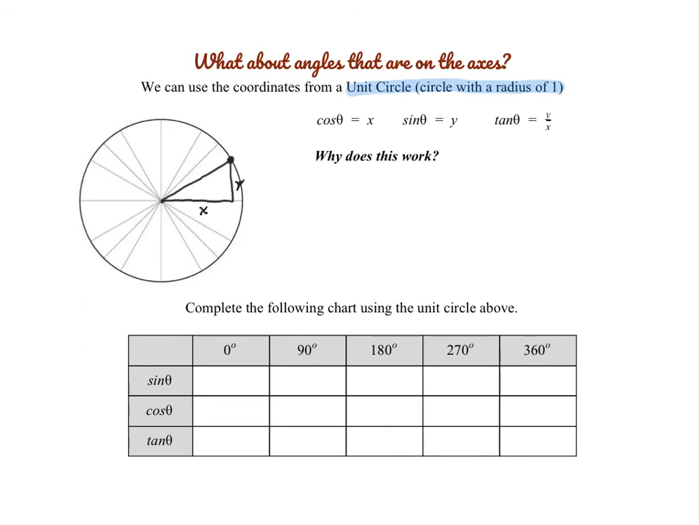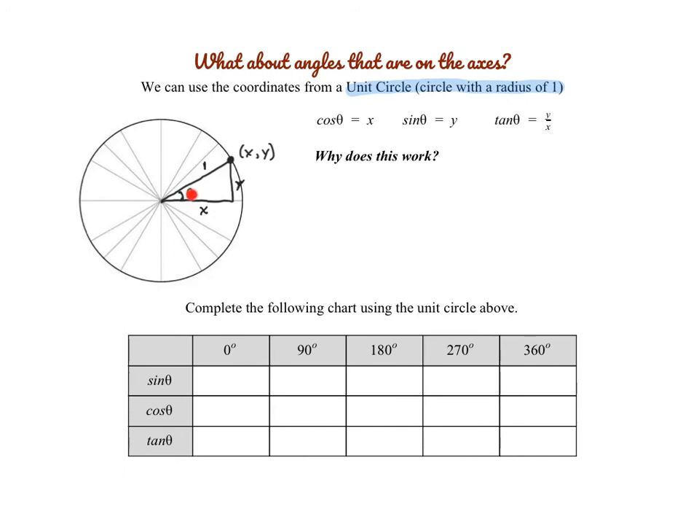So this coordinate would be x, y, whatever those distances are. And since this is a unit circle, the radius is 1. So the length from here to here, that's a radius, would be 1. So now if we're trying to evaluate this angle, let's do SOHCAHTOA and set up our ratios.